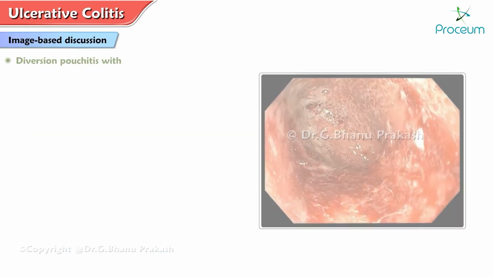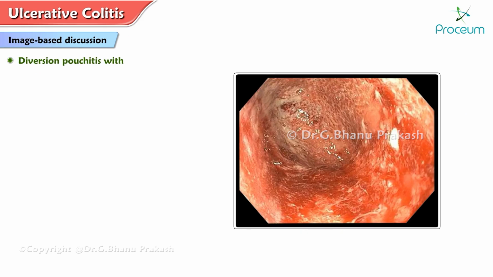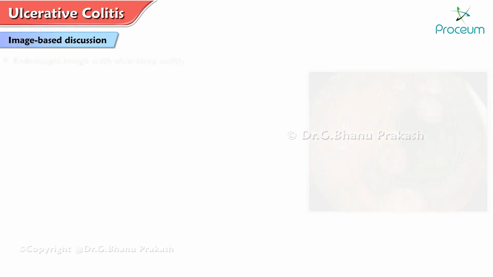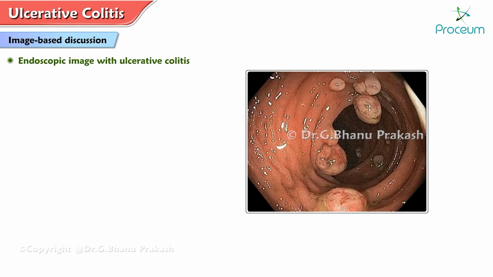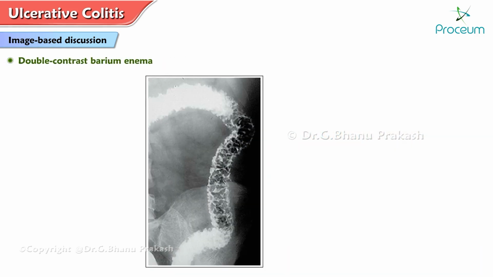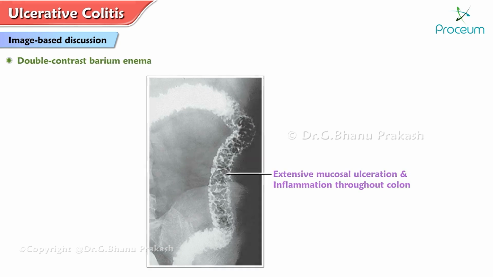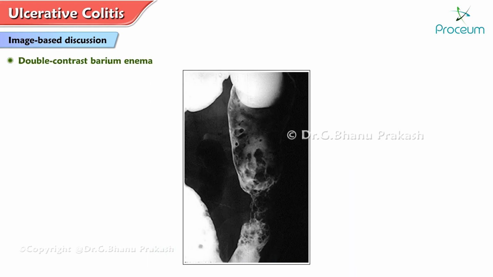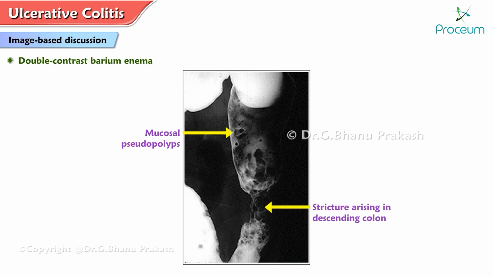Image-based discussion. Here's an image of diversion pouchitis with severe edema, friability, and hemorrhage of the pouch mucosa. This endoscopic image from a patient with ulcerative colitis demonstrates multiple pseudopolyps. Double contrast barium enema demonstrates extensive mucosal ulceration and inflammation throughout the colon. Double contrast barium enema demonstrates mucosal pseudopolyps and a stricture arising in the descending colon.